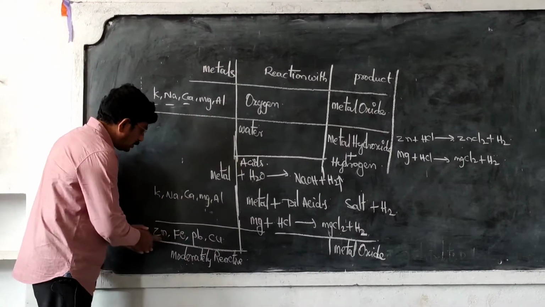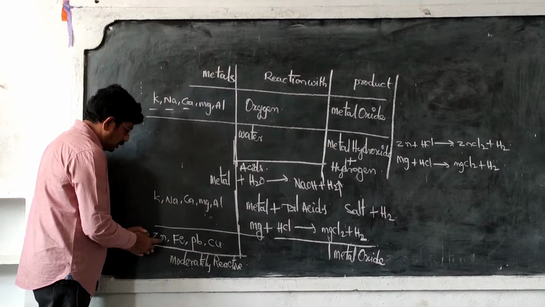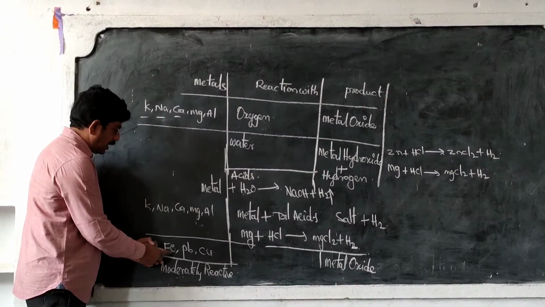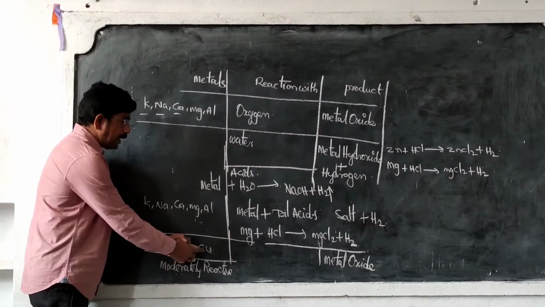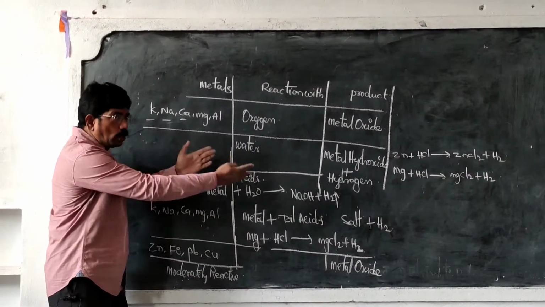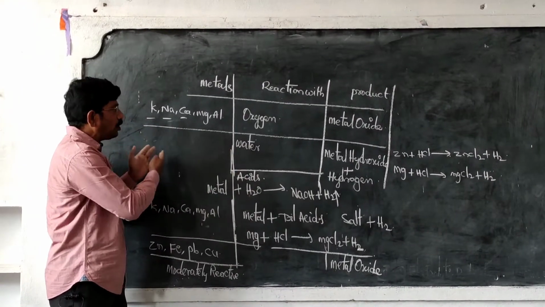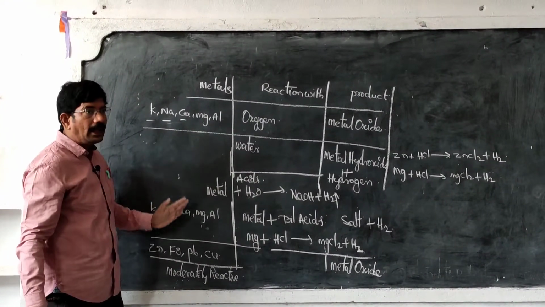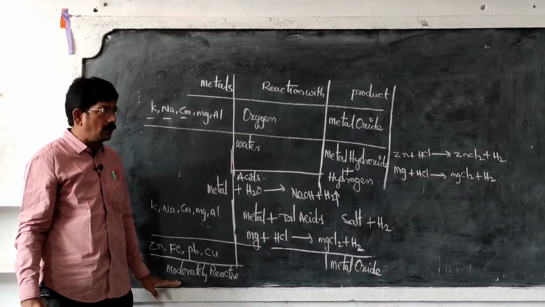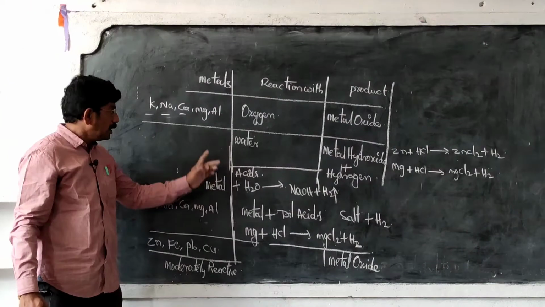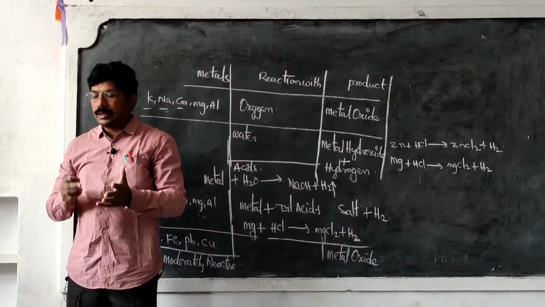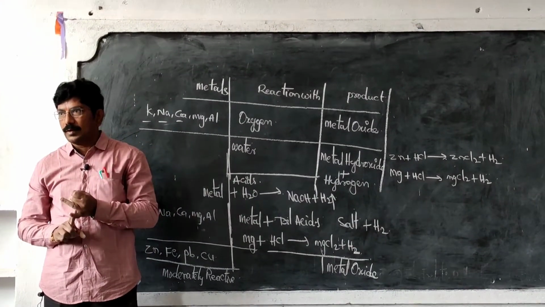Next, among these four metals also, see this one. Zinc is very reactive when compared with iron. Iron is very reactive compared with lead. Lead is very reactive compared with copper. So when you are moving from left to right, what is happening? The reactivity goes on decreasing. Are you clear about that one? So these are the things they considered to decide the reactivity series. Are you clear about that too?